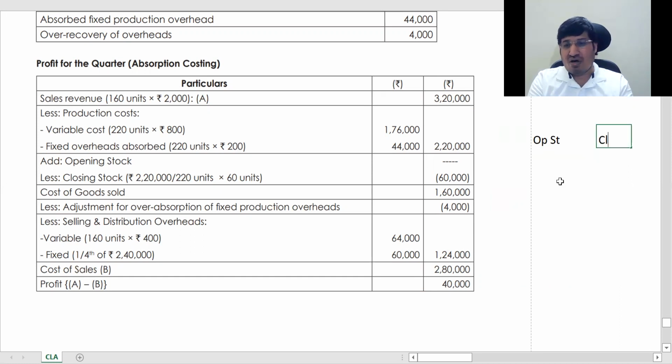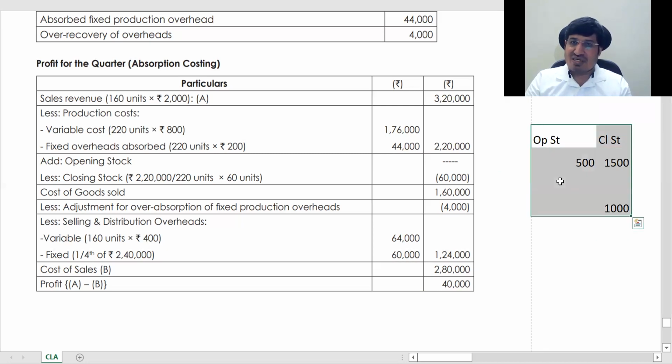Where your closing stock is more than opening stock, this closing stock will have some part of the fixed overheads. That was what I explained earlier, right? But if, say, the opening stock has a fixed part of 500, and the closing stock has a fixed part of 1,500, the net will be 1,000. In marginal costing, this will not be there at all because fixed cost is not considered.